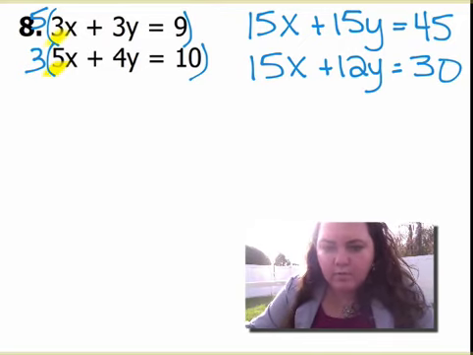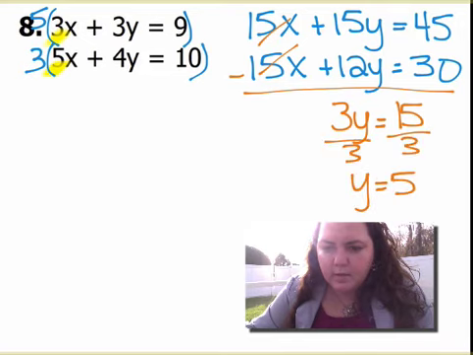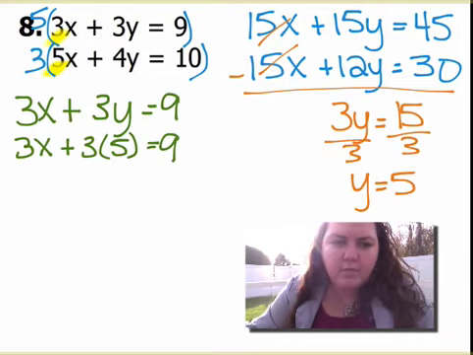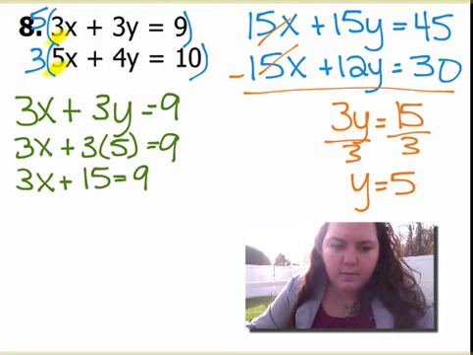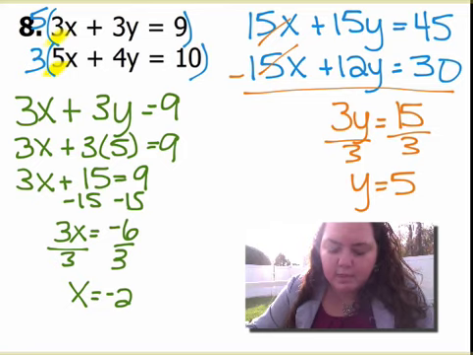15x is what I'm trying to get rid of. They have the same sign, so I can subtract. I get 3y, because I did 15 minus 12, equals 15. 45 minus 30. Solve for y, I get y equals 5. Now I can plug 5 into one of the equations for y. I'm literally taking the y out and putting a 5 in there instead of the y. So I'm going to solve for x, subtract the 15, divide by 3. I get x equals -2, so my solution is -2, 5.